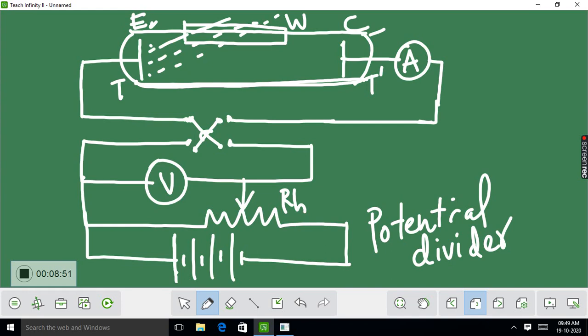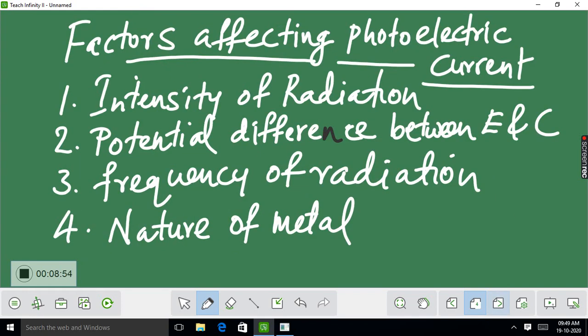Then what are the factors which affect the photoelectric emission? There are four factors which affect the photoelectric emission. First one is intensity of incident radiation. Second one is the potential difference between emitter and collector. Third factor is the frequency of incident radiation. And the fourth factor is the nature of photosensitive metal. Let us examine the effect of these different factors on photoelectric emission in detail.